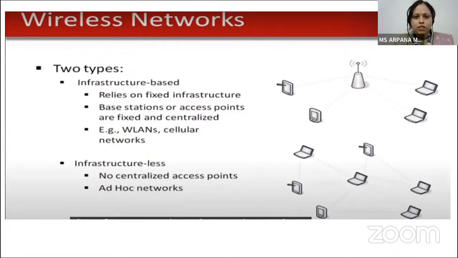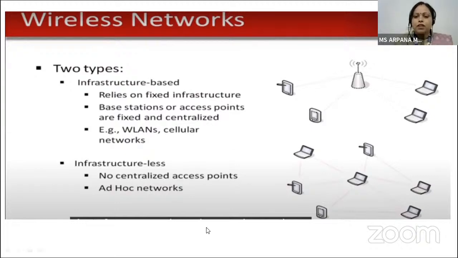Before the discussion of ad hoc networks, we should know that wireless networks can be defined in two types: firstly, infrastructure based, and second, infrastructure less. In infrastructure based wireless networks, access points rely on fixed infrastructure, meaning there is a particular predefined infrastructure where the access points are situated, and from there they communicate. This is known as infrastructure based. The base station or access points are fixed and centralized.